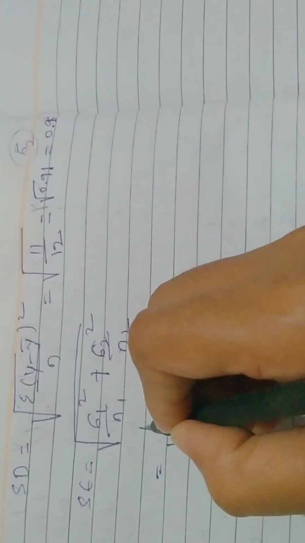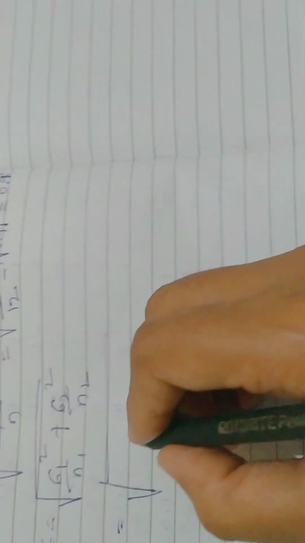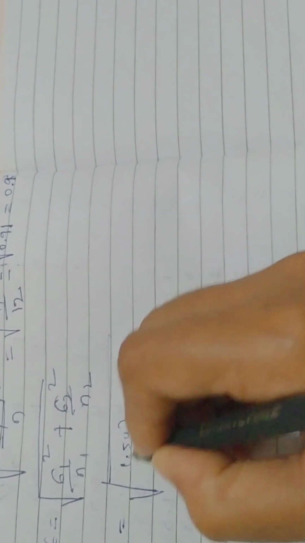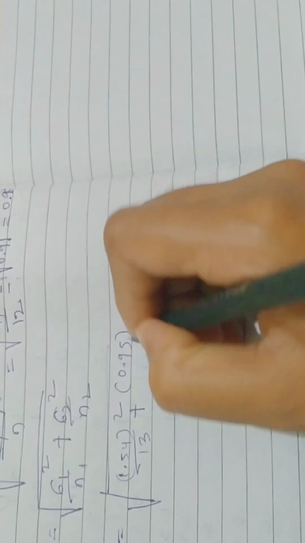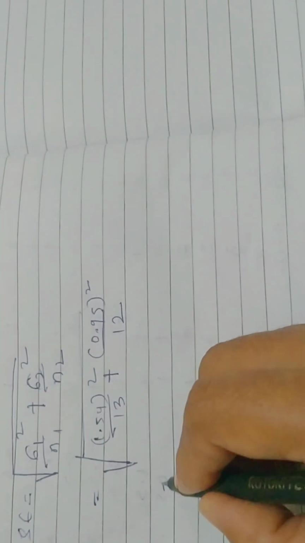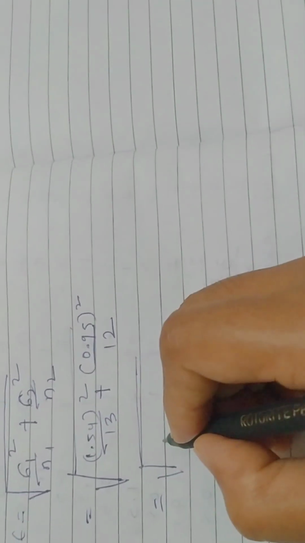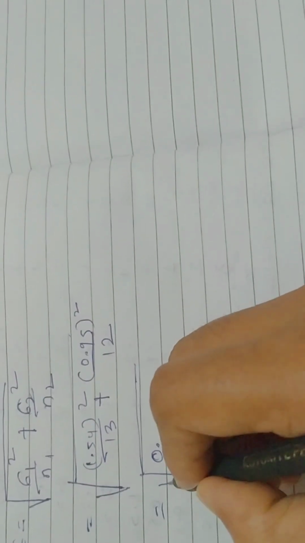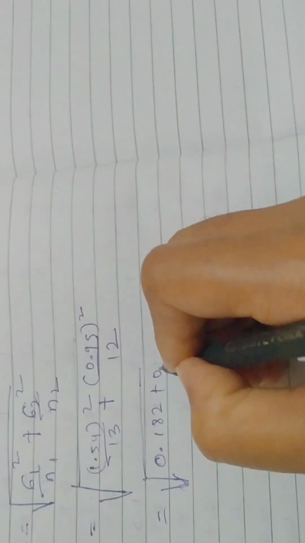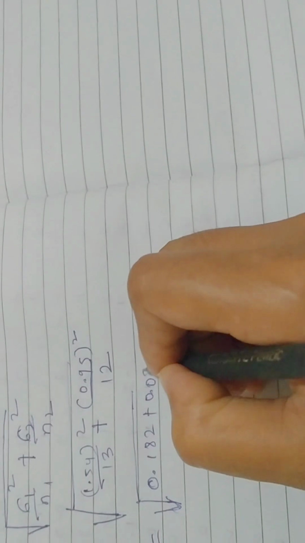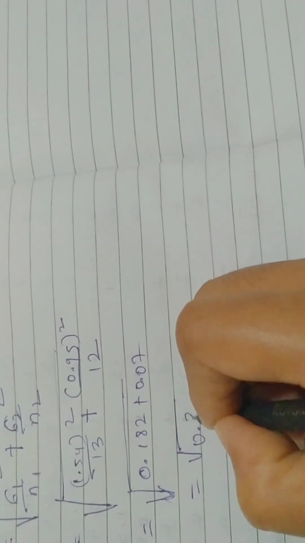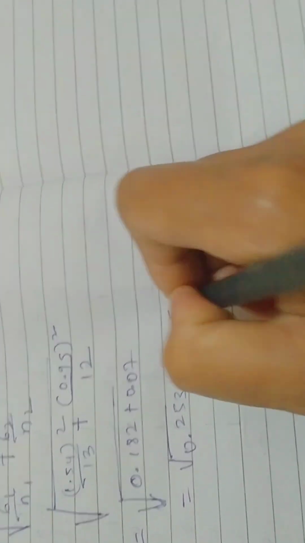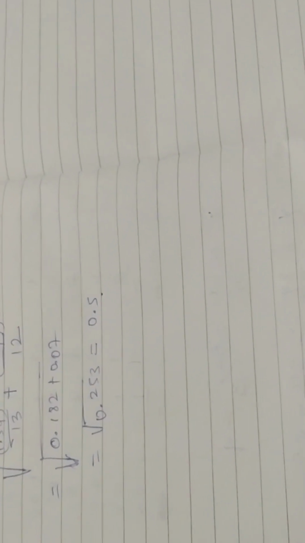So we'll put that value in this square root. We have 1.54 whole square divided by 13 plus 0.95 whole square divided by 12. We'll simplify this. We need a calculator for all these for accurate answers. We'll get 0.07. Then again we need to simplify this. After simplifying, we'll get around 0.253, square root equal to 0.5. So we have got the standard error.